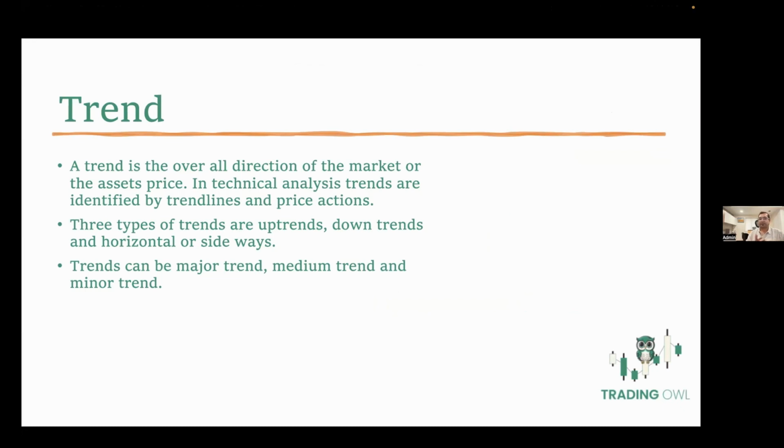There are three types of trends basically: upward trends, downward trends, and sideways trends. These are the three types of trends that we see in the market or any stock. Now, trends can be major trends, which are built up over years. Trends can be medium trends, which are over a couple of months or weeks. And then there are minor trends, which are waves we see in between.